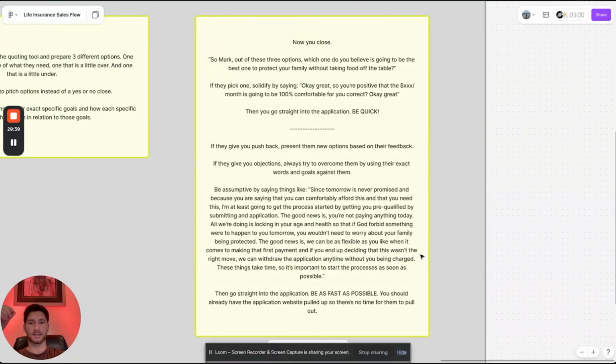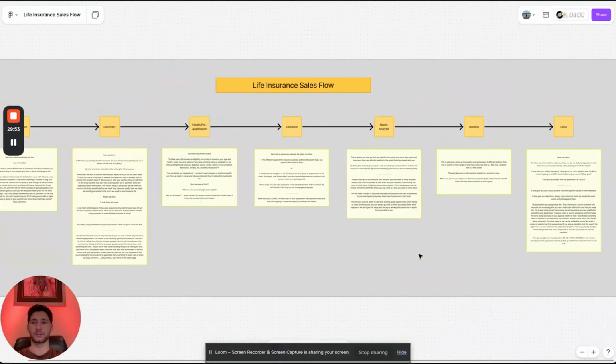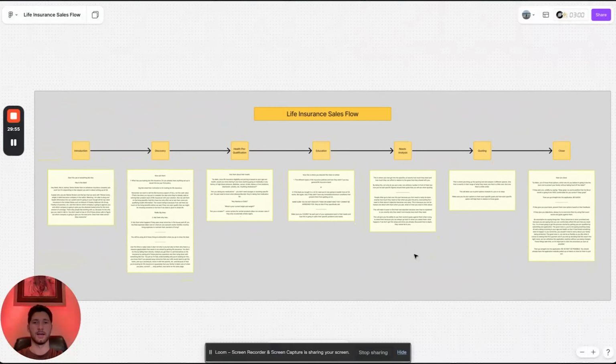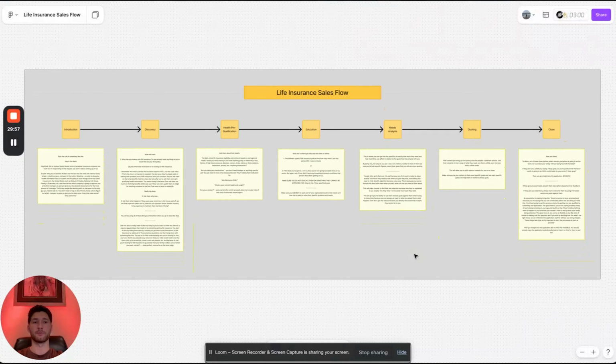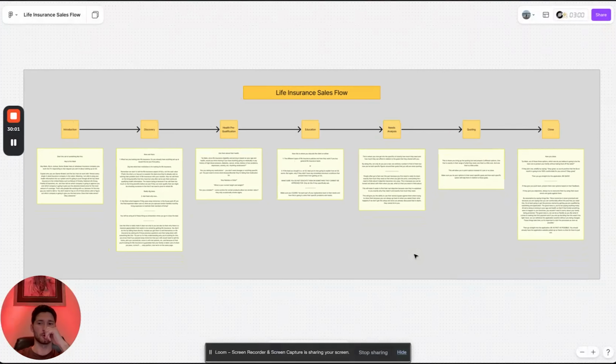All right. Just like I said, you go straight into the application, be as fast as possible. You should already have the application, everything pulled up. So there's no time for them to second guess themselves. Okay. So that's it, guys. That's the entire life insurance sales flow that I use for basically every single sales call that I get on now. Whether you sell IULs or whole life or term or mortgage protection, whatever you do, this will help you.